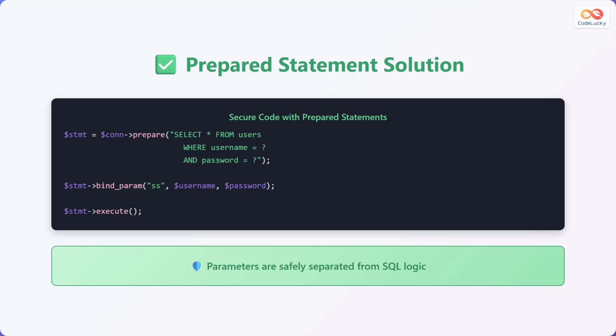Prepared statements provide a secure solution to prevent SQL injection. Instead of directly embedding user input, a prepared statement uses placeholders indicated by question marks. The prepare method prepares the SQL query with the placeholders. The bind param method binds the user-supplied variables to the placeholders and specifies the parameter types. Finally, the execute method executes the query. This approach ensures that parameters are treated as data and are safely separated from the SQL logic, preventing malicious code from being injected.